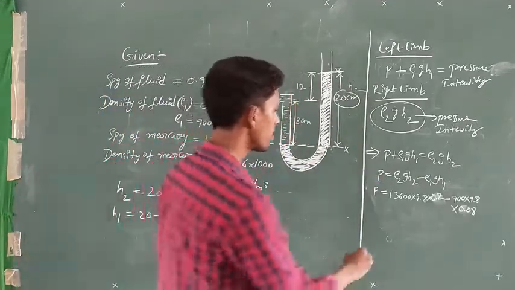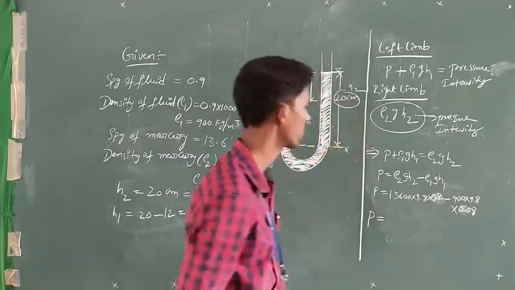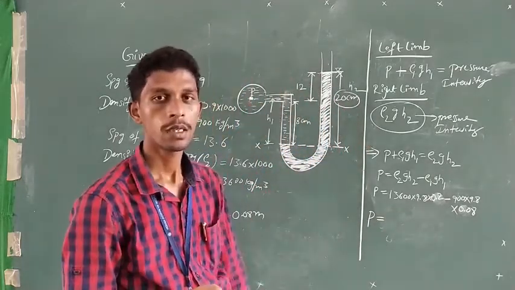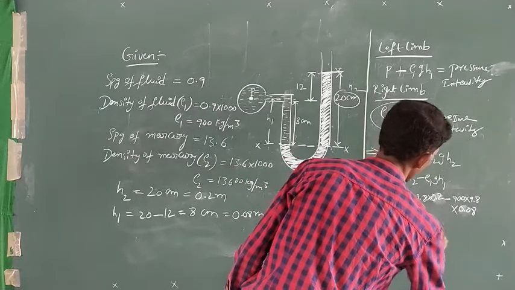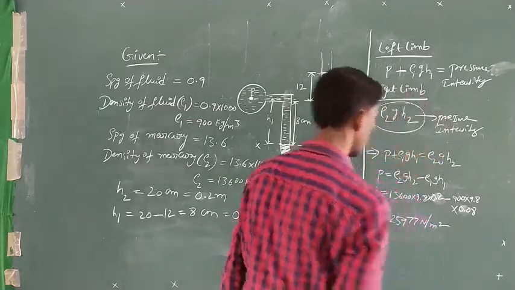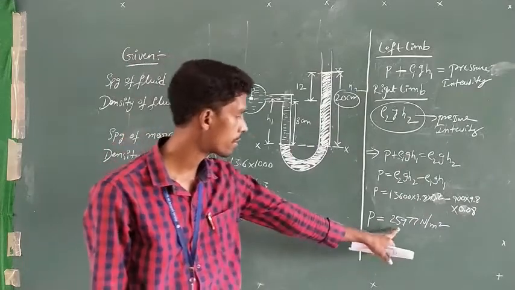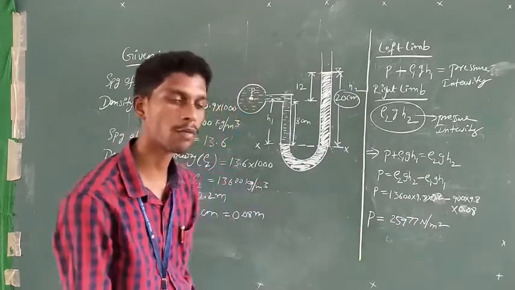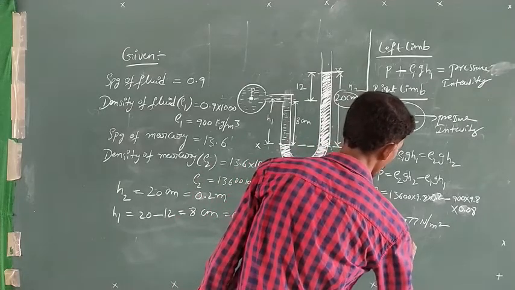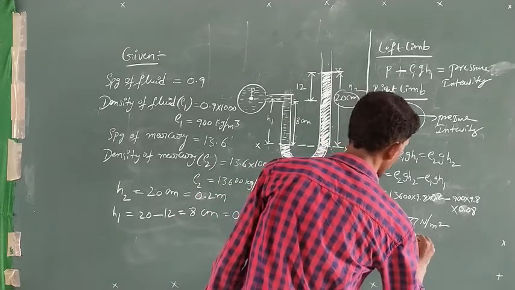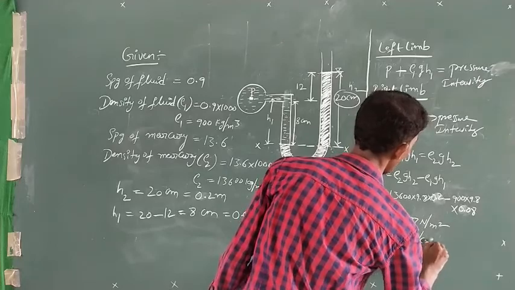Okay? So what about the pressure at this point? The value is 25977 Newton per meter square. So if you want to convert it into Newton per centimeter square, pressure is equal to 2.597 Newton per centimeter square.